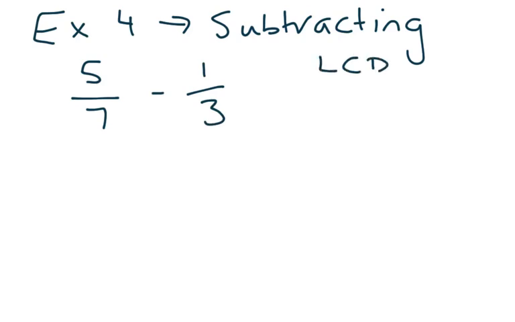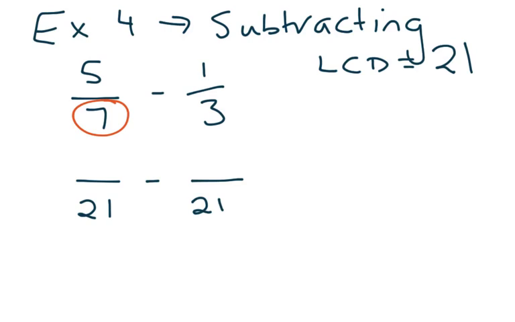Again, need to find lowest common denominator. So we're looking at the 7. First number that 7 goes into is 7, and 3 doesn't fit into that. The next number that 7 goes into is 14, but 3 doesn't fit into that either. The next number is 21, and 3 goes into 21. So our lowest common denominator is 21. We change both of these fractions to a fraction out of 21.